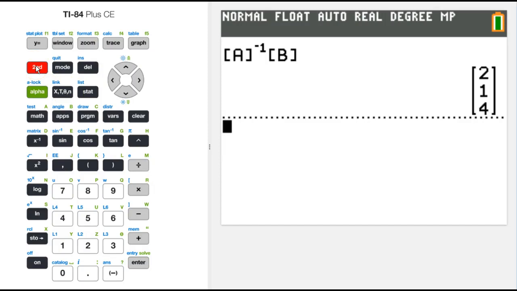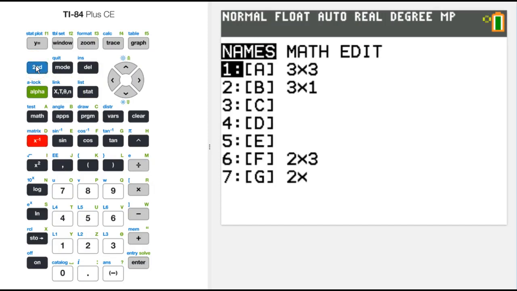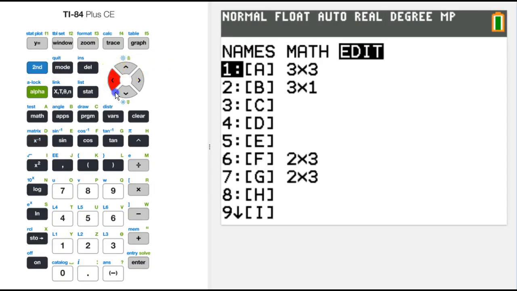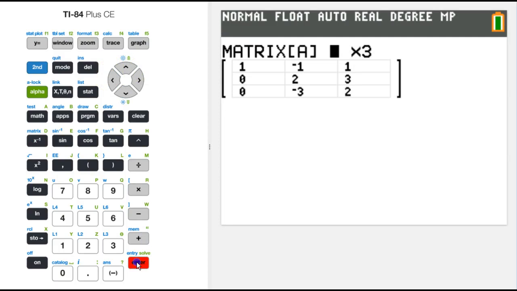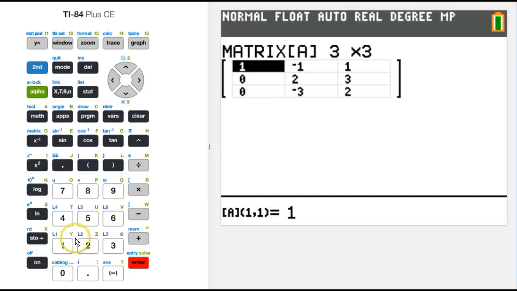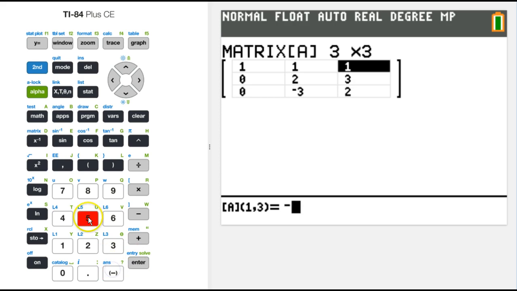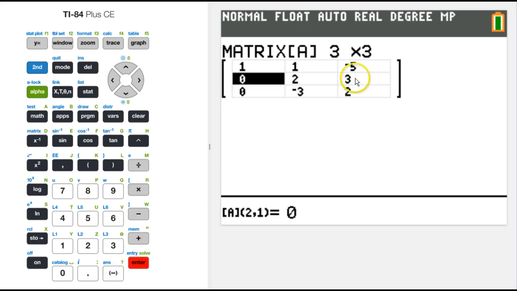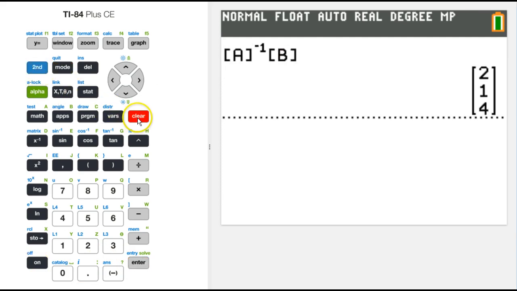So I'm going to go to the matrix area. I'm going to go edit. I'm editing matrix A. This is a 3 by 3 matrix, so that's great. And I'm just going to type this in, like 1, 1, -5. Etc. I'll type in the rest of it off camera. Always quit your way out of a matrix, so I'm going to hit second mode to quit.